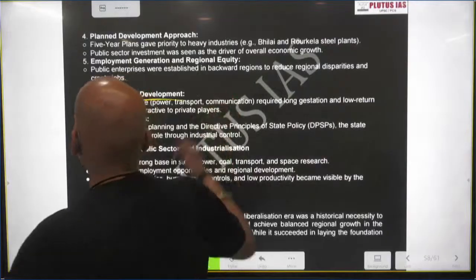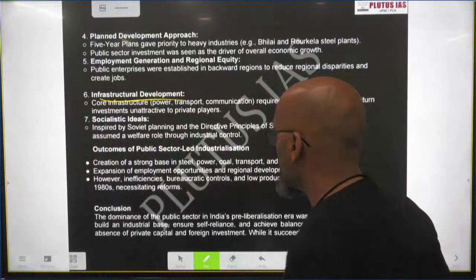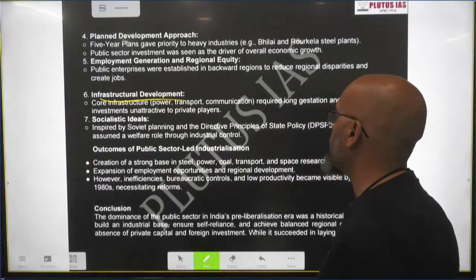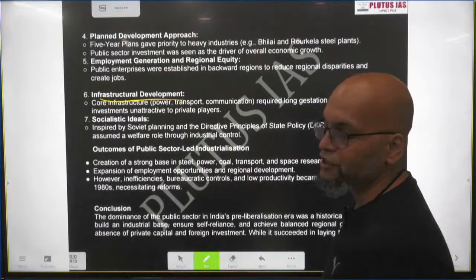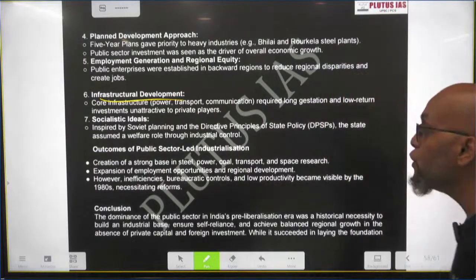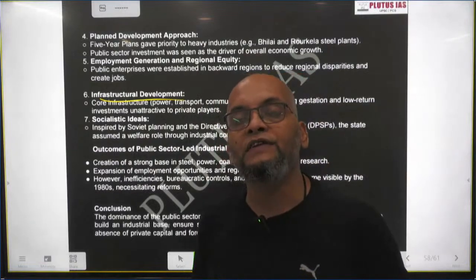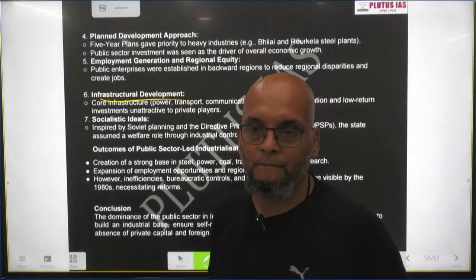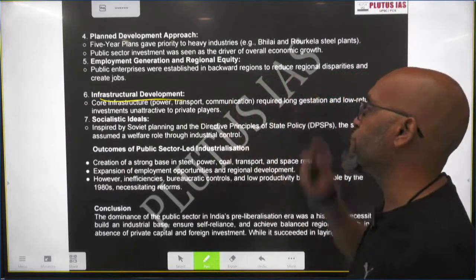Infrastructural development was also required: infrastructure and logistics. Core infrastructure, power, transport, communication, required long gestation. Gestation means waiting period. And low return on investment. Which private firm could wait for 15 years to get a return? Low return on investment is unattractive to private players.